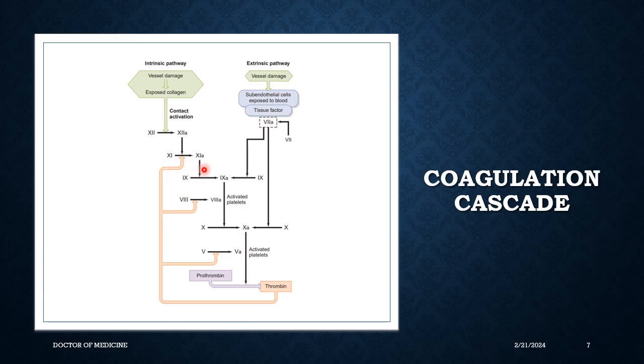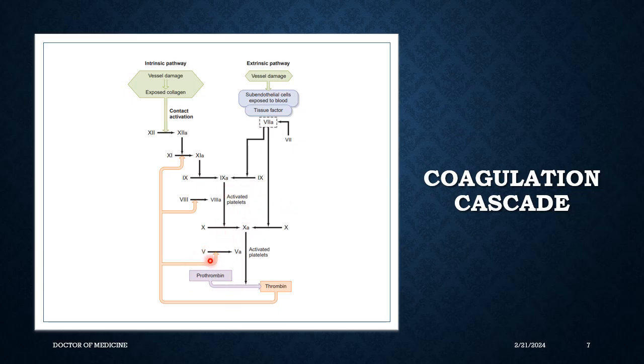Factor 11A will further catalyze the conversion of factor 9 into 9A. Now, the action of factor 9A requires a cofactor, which is your factor 8. So you realize that some of the clotting factors do not act as proteolytic enzymes, but they act as cofactors to the proteolytic enzymes involved in the coagulation cascade, okay? So we have factor 9A with its cofactor, which is factor 8. So factor 8 together with factor 9, they're going to convert factor 10 into factor 10A.